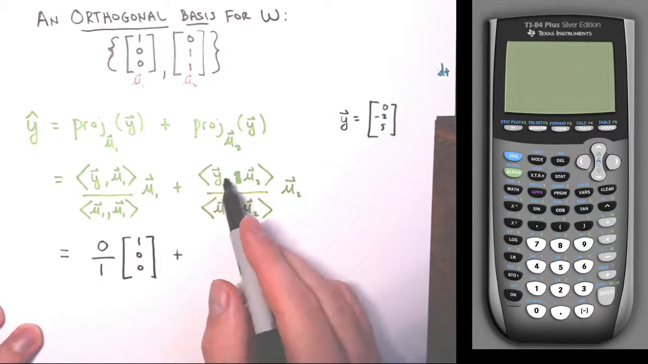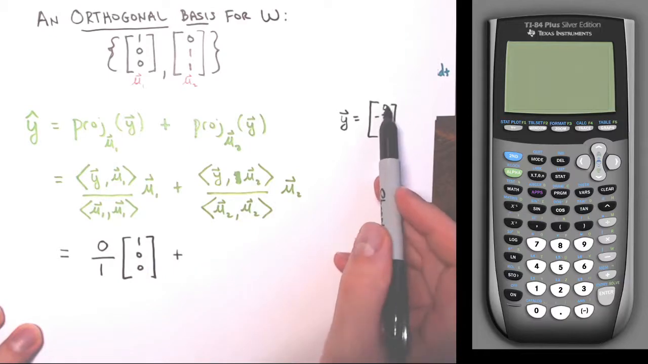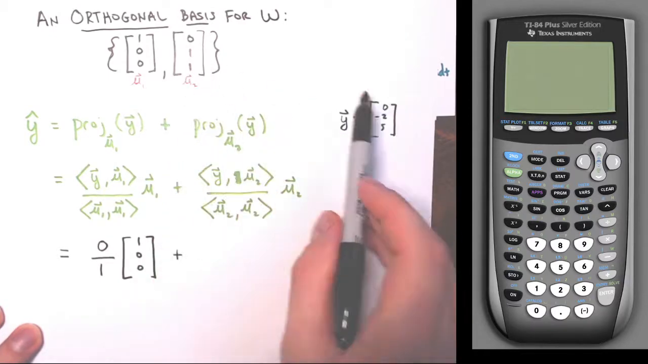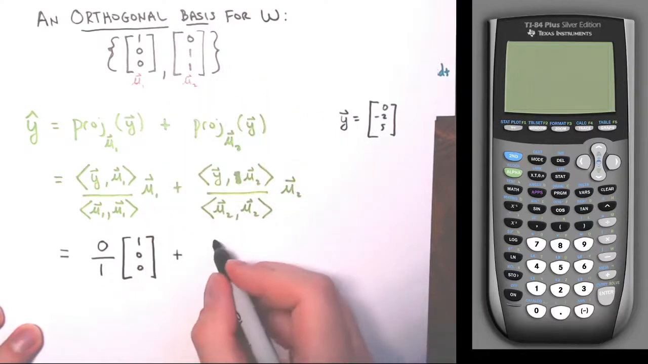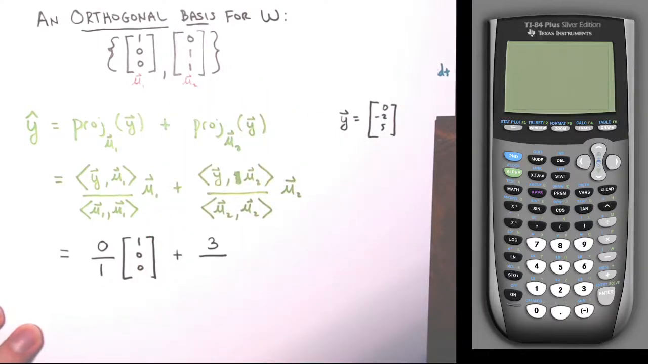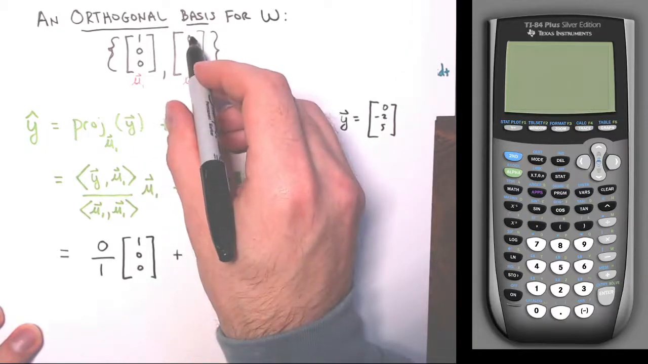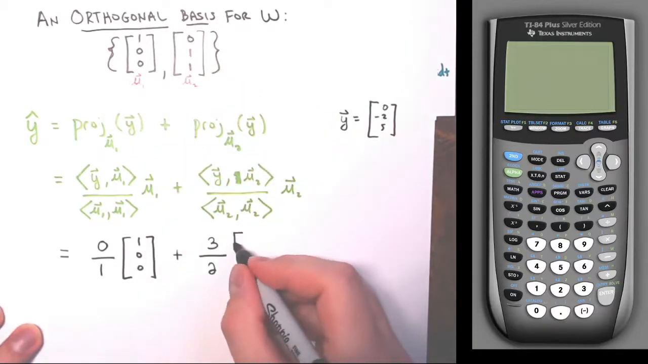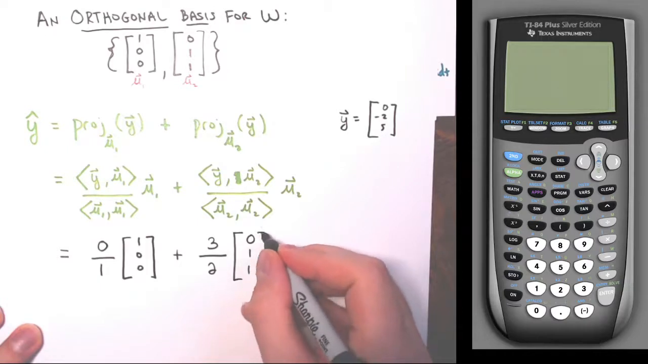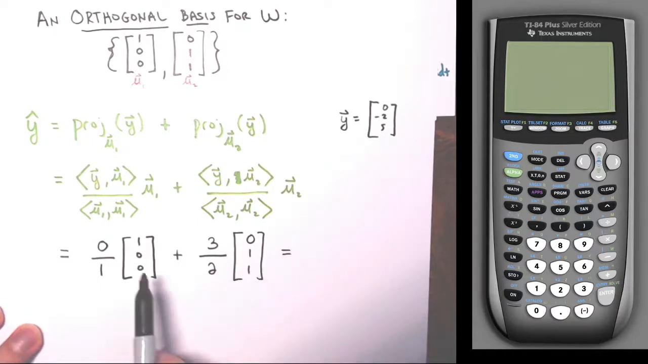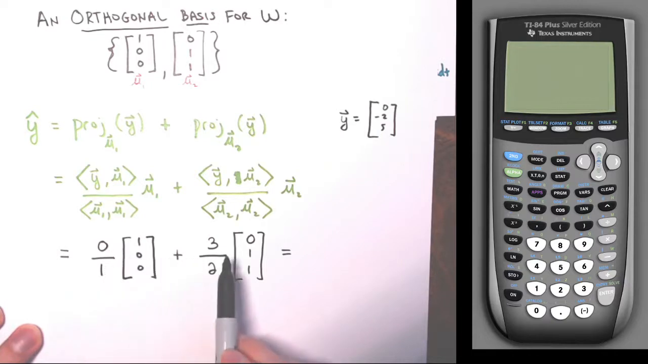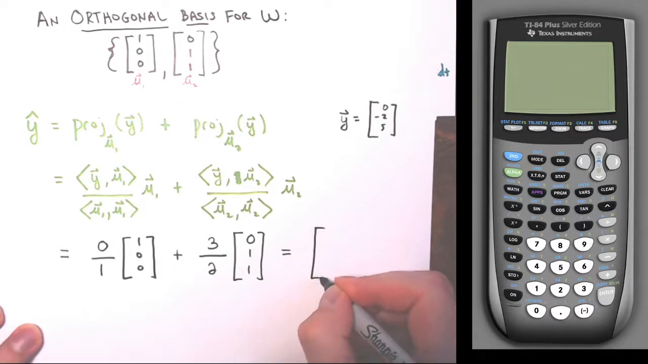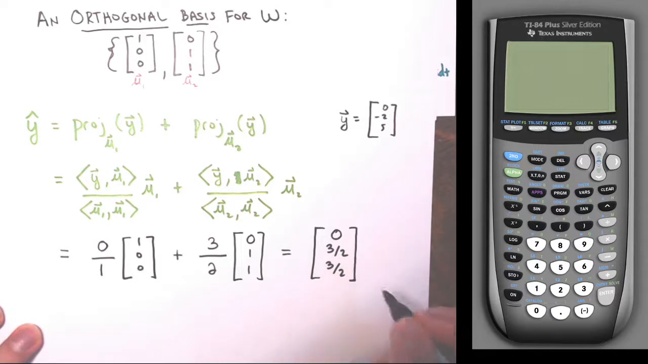And then here, the inner product of y with U2, 0, negative 2, 5 with 0, 1, 1, would just be 0 minus 2 plus 5, that'd be 3. Divided by the inner product of U2 with itself, which would be 0 plus 1 plus 1, that's 2, times U2, 0, 1, 1. Putting these together, this is just nothing. So I'm just getting 3 halves times 0, 1, 1, so the vector 0, 3 halves, 3 halves.